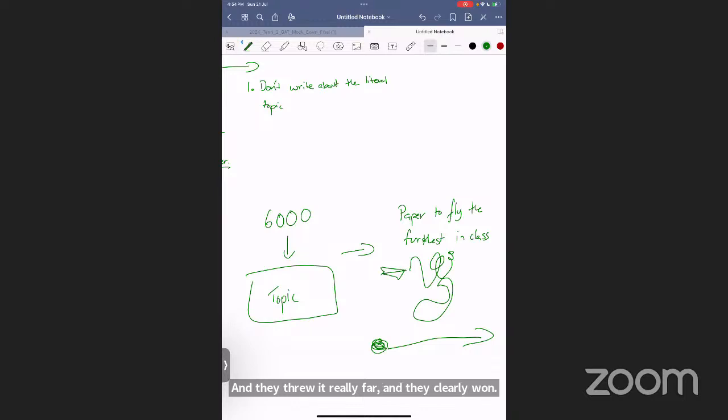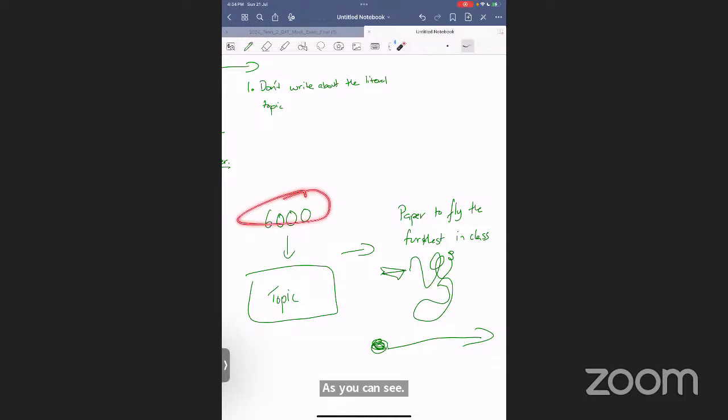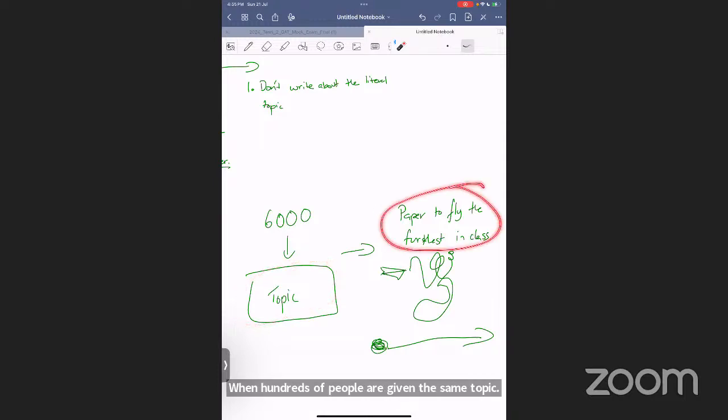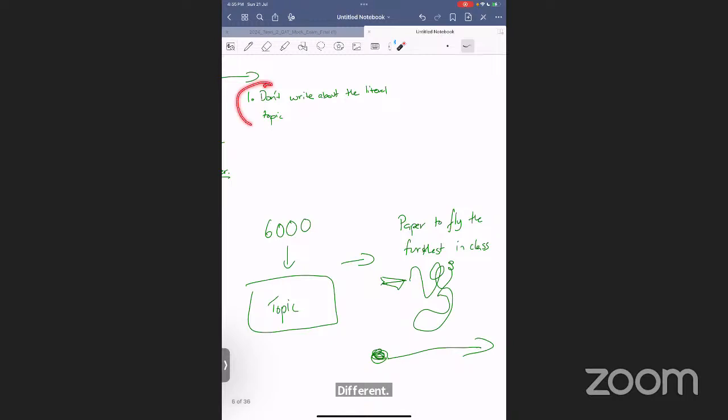As you can see, when hundreds of people are given the same topic, for example, my class was this, everyone has the same way of solving it. The way to win is to think different, right? So why we have this rule about not writing about the literal topic is so you guys can stand out.